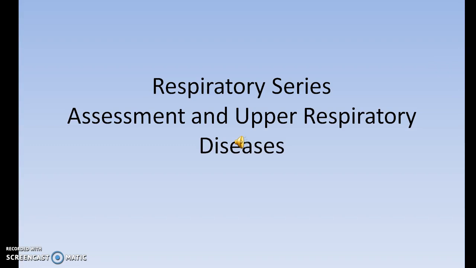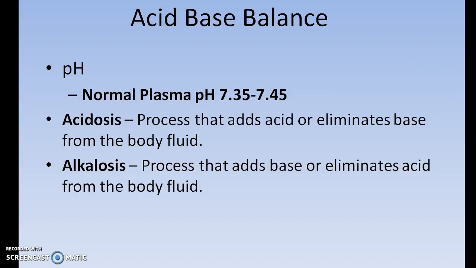Today we're going to talk about some respiratory assessment and some upper respiratory diseases. So the first thing we need to talk about is some acid base. And what is acid base? If you don't remember from your chemistry class, I'm not going to go into what happens when we're acidic or alkalotic and what happens in the body. I'm going to tell you how a nurse takes care of a patient with an acid-base imbalance.